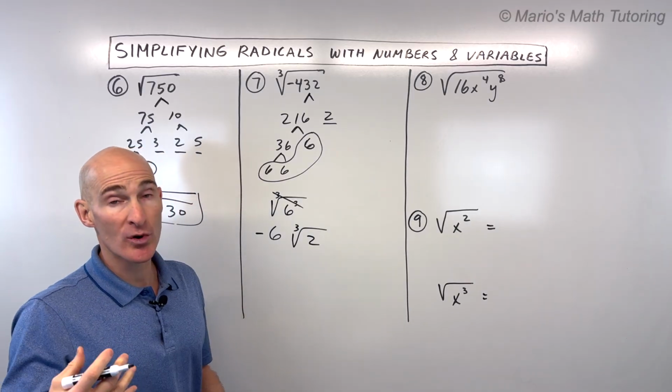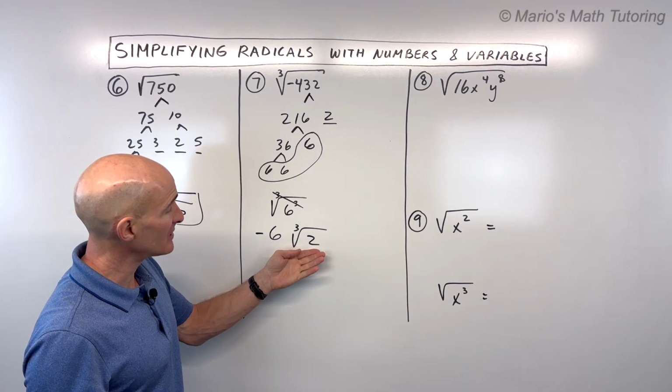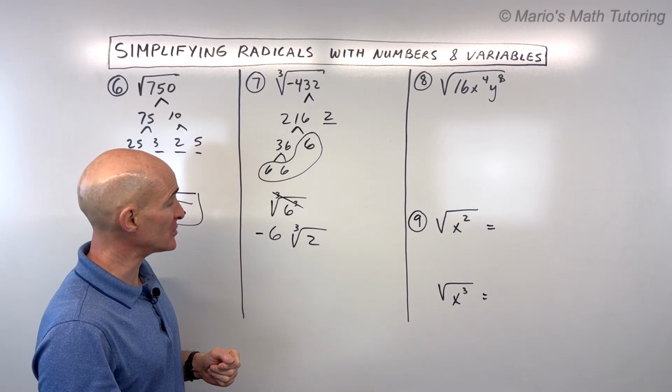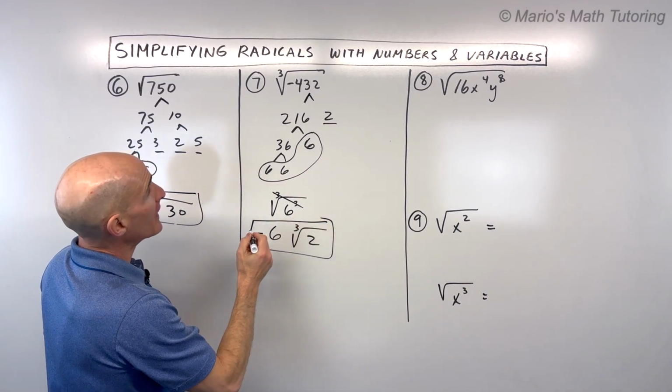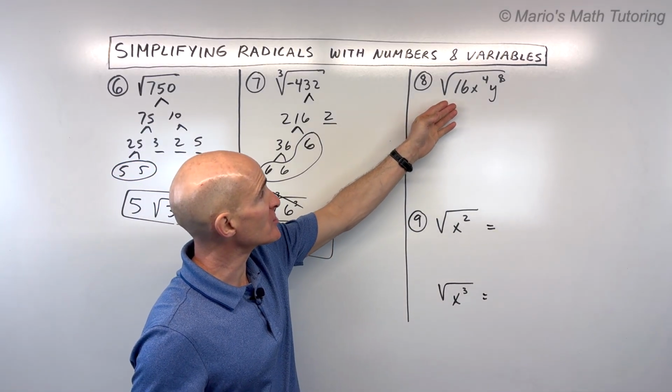Now, if you want to check your work on this one, negative 6 cubed is negative 216, times 2 gives us back the negative 432. Okay, now number 8, we've got some variables. So here's where it gets a little bit more interesting.